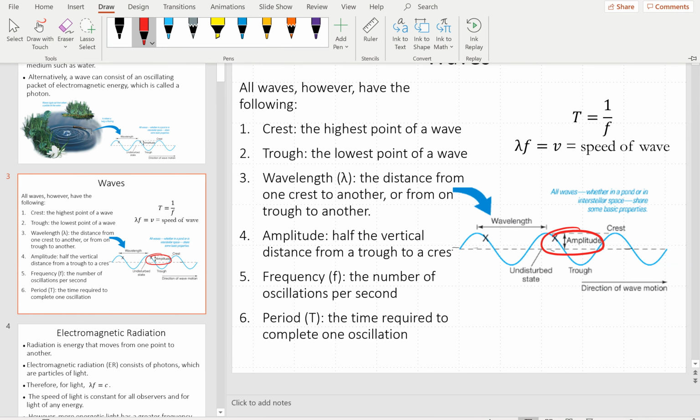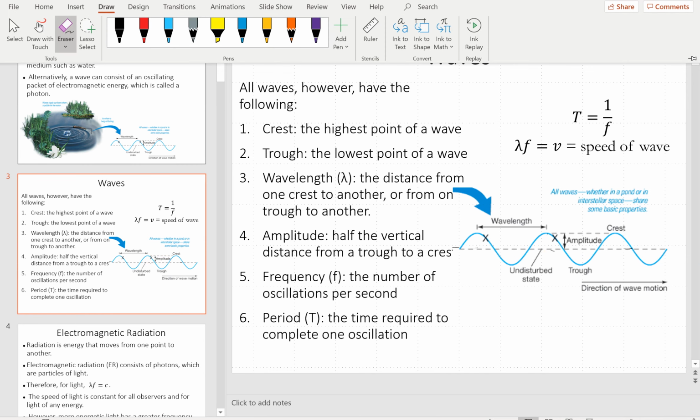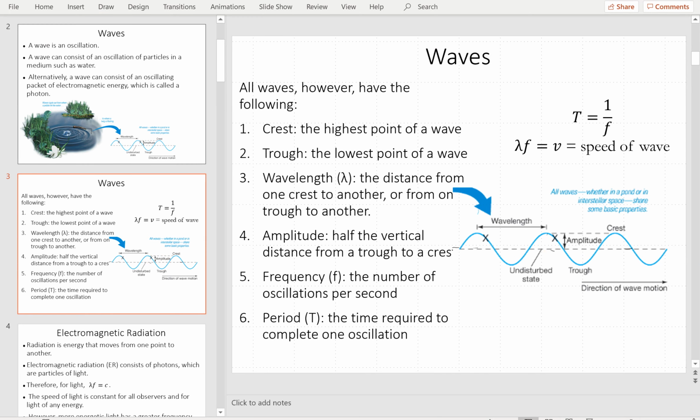Or actually, it's a distance between one point on a wave and the subsequent corresponding point on the wave. So let me try to draw this for you, since I think that's easier than saying it. Okay, so this is one wavelength. The distance between these two vertical lines, this is the wavelength.